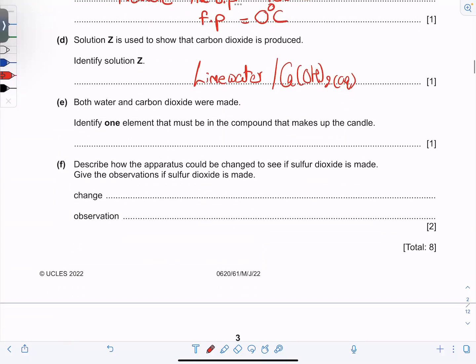Question E. Both water and carbon dioxide were made. Identify one element that must be in the compound that makes up the candle. Of course, since carbon dioxide is made, then the candle must have contained carbon. Since water is made by combustion, then the candle must have contained hydrogen. So hydrogen or carbon are both accepted.